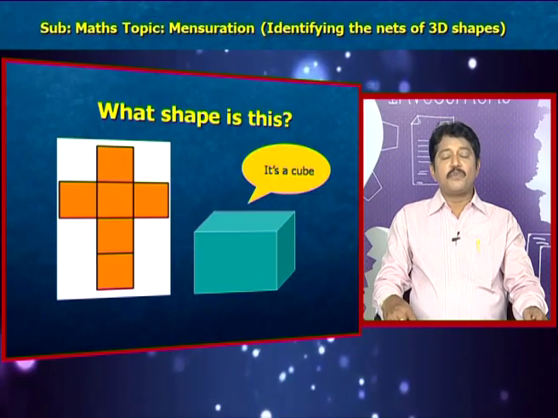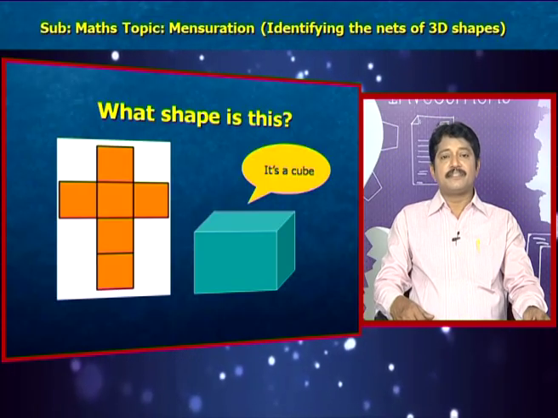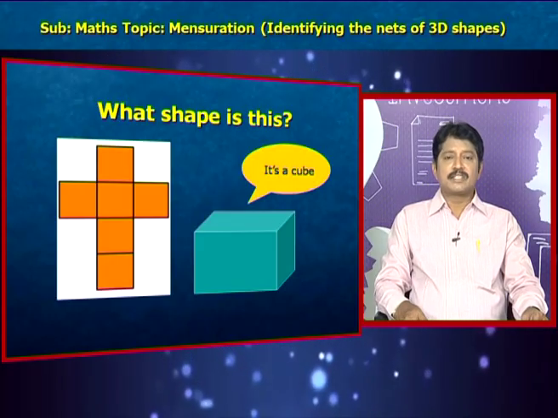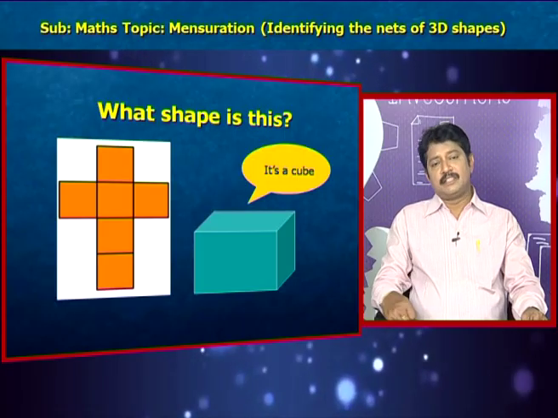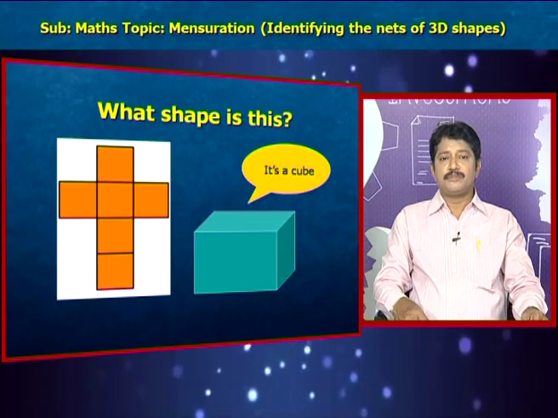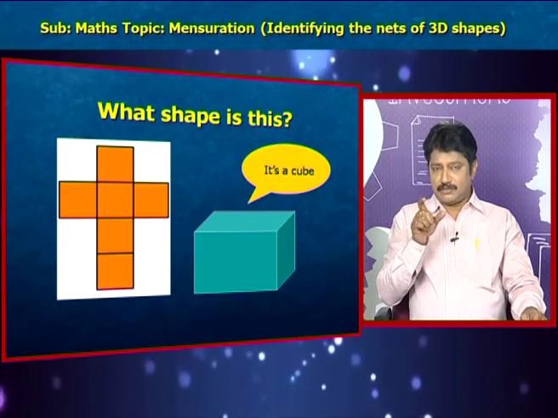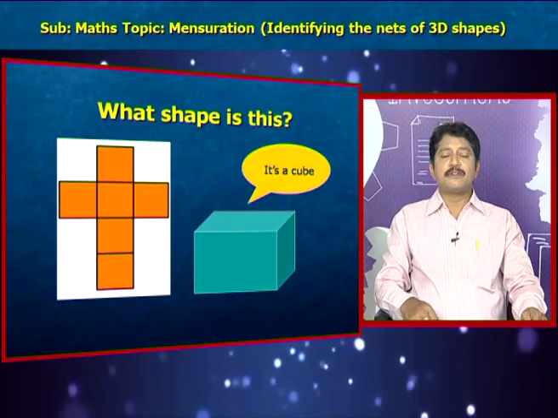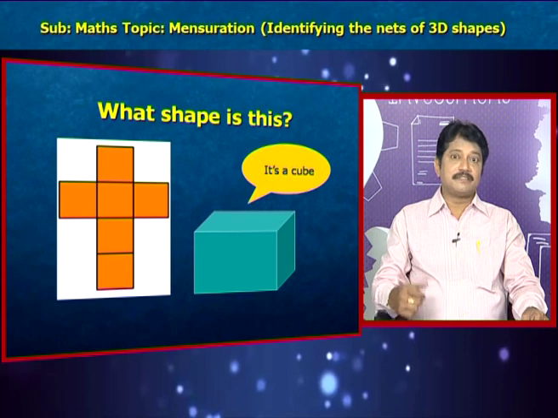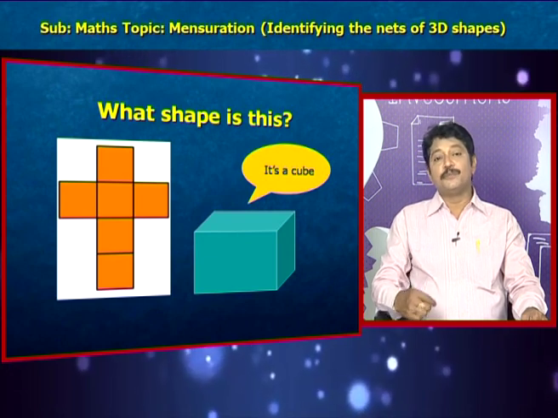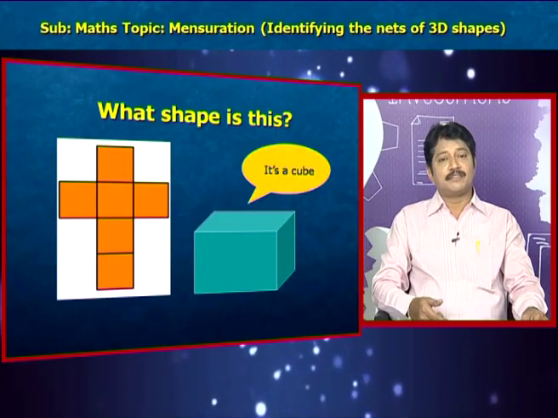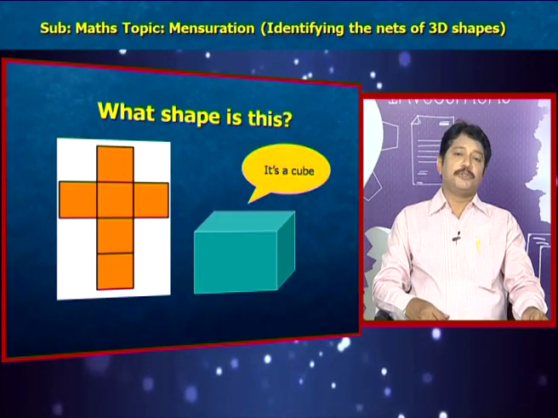Okay, now coming to this, can you identify what shape this is? Each part is in the form of a square, am I correct? Here how many squares are there? Count it: 1, 2, 3, 4, 5 vertically, and on the other sides you have 2, totally 6. There are 6 faces. Just now I discussed, that is a cube. A cube has 6 faces and all are in the form of a square. So it is a net shape of a cube, am I correct?